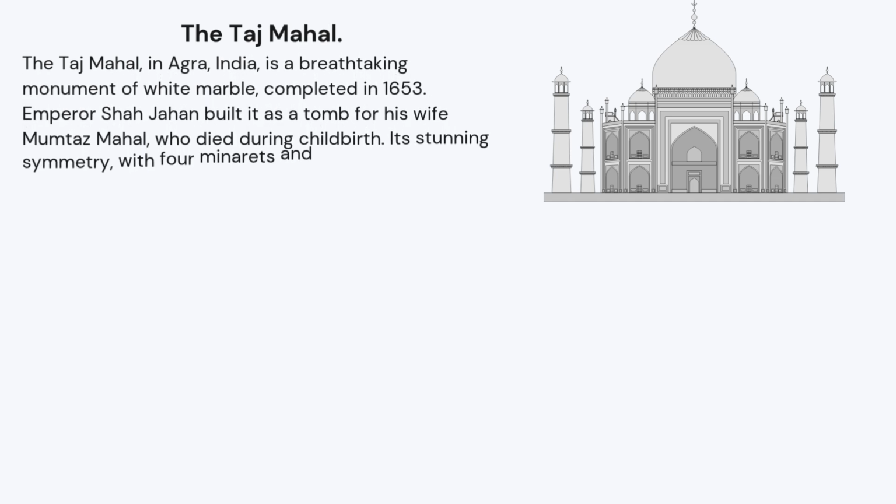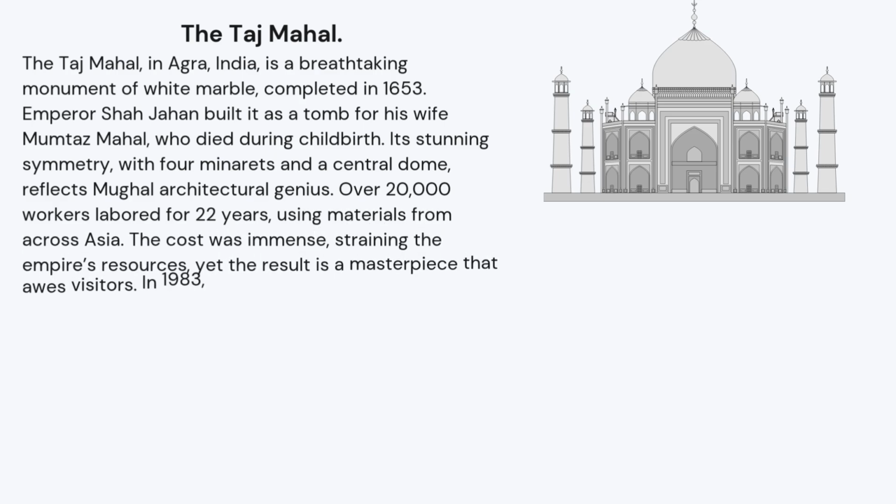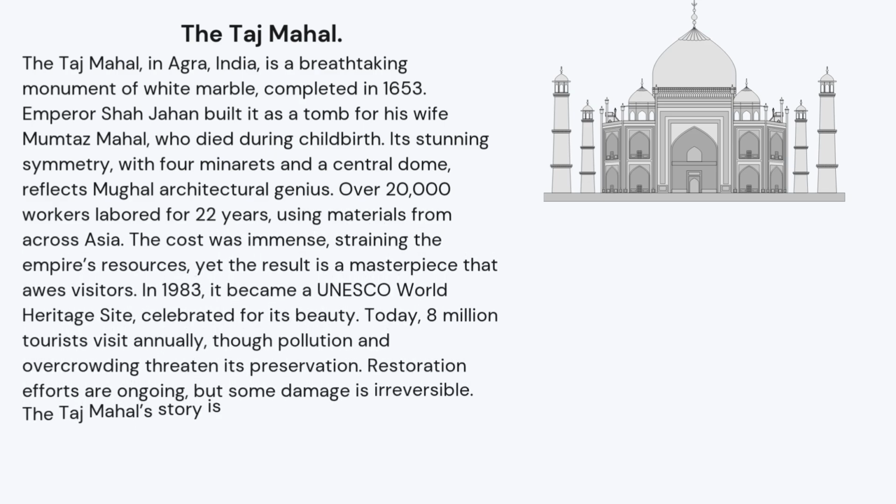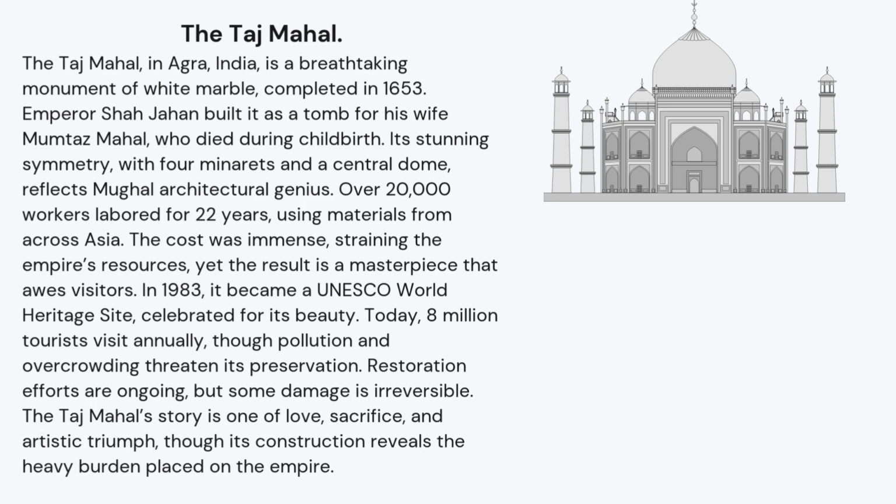Here's an example passage. The Taj Mahal. The Taj Mahal, in Agra, India, is a breathtaking monument of white marble, completed in 1653. Emperor Shah Jahan built it as a tomb for his wife Mumtaz Mahal, who died during childbirth. Its stunning symmetry, with 4 minarets and a central dome, reflects Mughal architectural genius. Over 20,000 workers labored for 22 years, using materials from across Asia. The cost was immense, straining the empire's resources, yet the result is a masterpiece that awes visitors. In 1983, it became a UNESCO World Heritage Site, celebrated for its beauty.